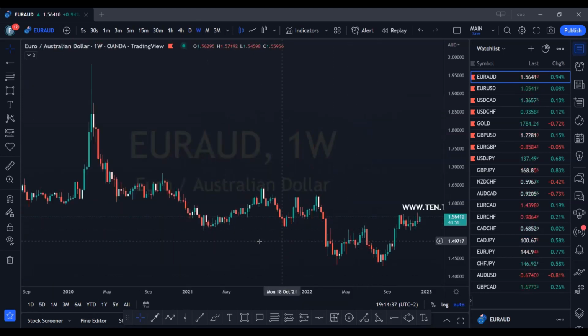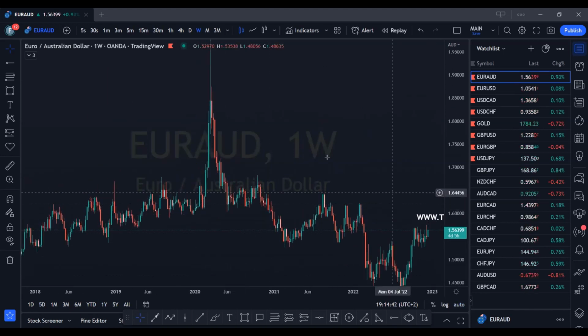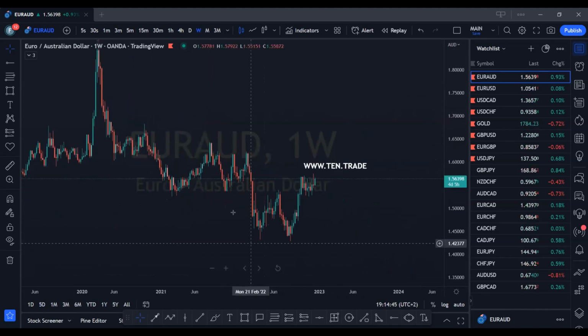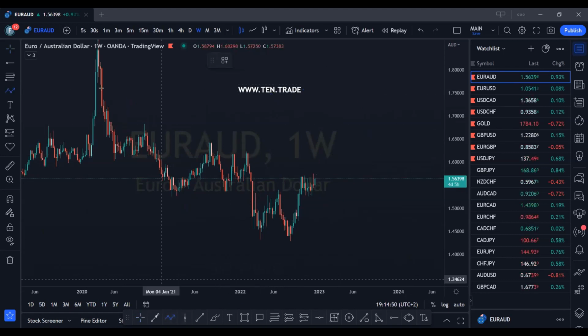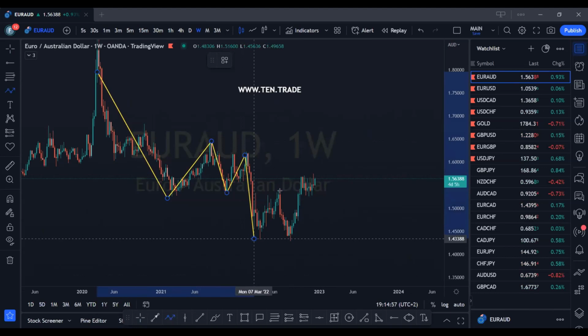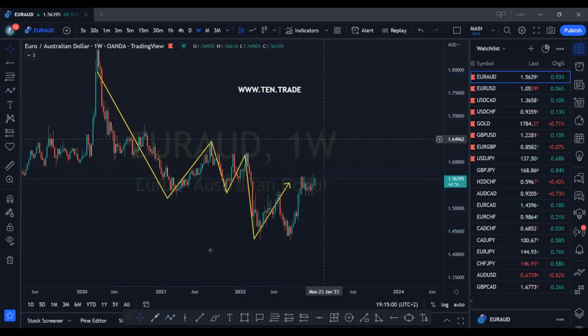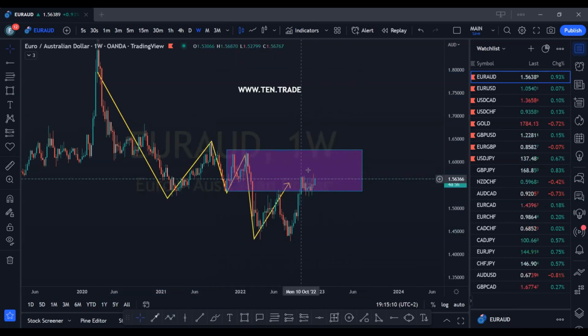On the weekly charts, what are we seeing? Ultimately, price is in a downtrend on the weekly. If you look at this properly, let me mark out the structure. You can see something like this, and then price is currently retracing into this range here. All of this on the weekly is a supply range, and price is currently reacting at these zones.